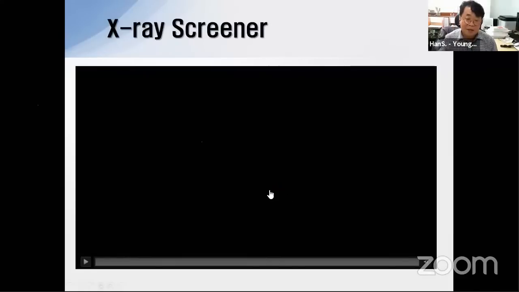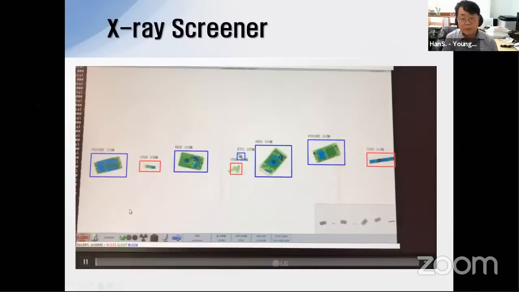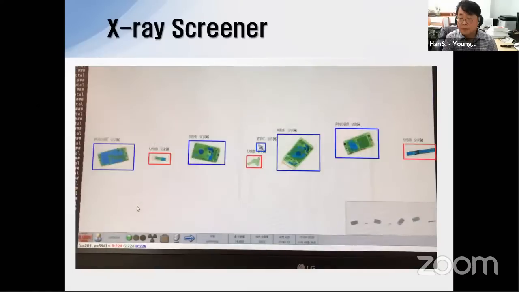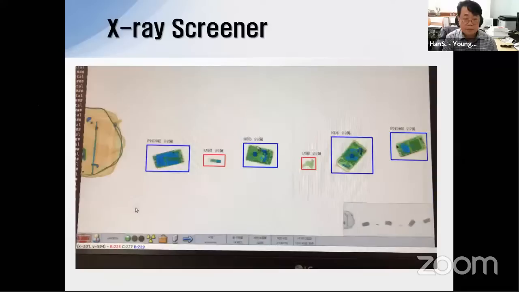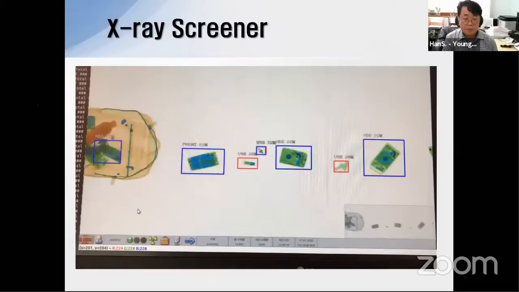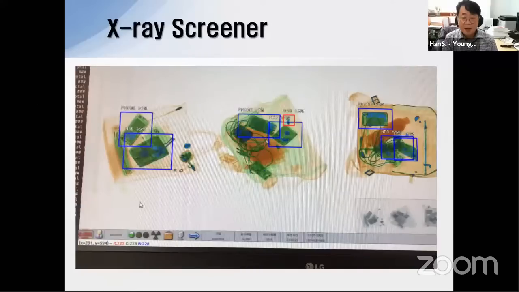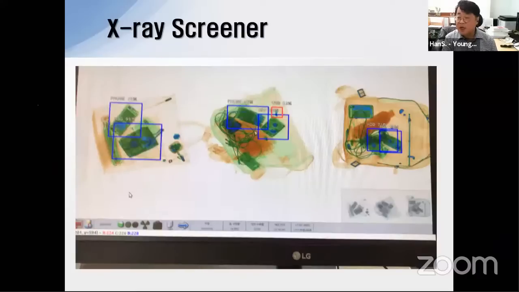That is the example. Many people try to take out information using a mobile phone or a USB memory stick inside the bag. So we detect what is inside the bag using the X-ray scanner. That is our current project.